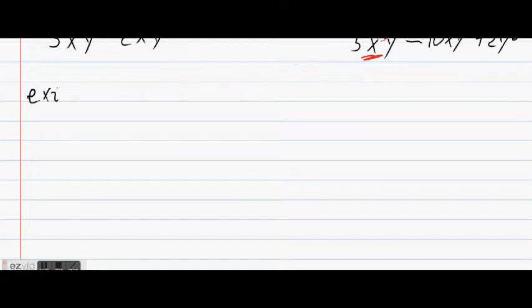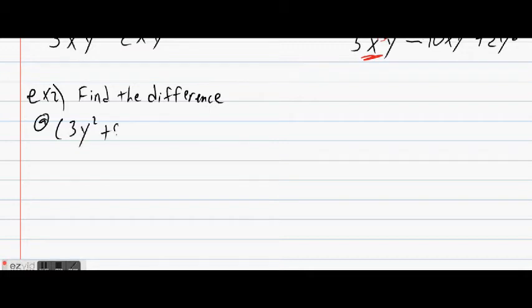All right, so now, example 2. Here's what I want to find: the difference. Difference just means to subtract. So for part A, 3y squared plus 8, that binomial, minus 6y squared plus 4y minus 2. Now I want you to hit pause. You do this problem, and then we'll do it together.